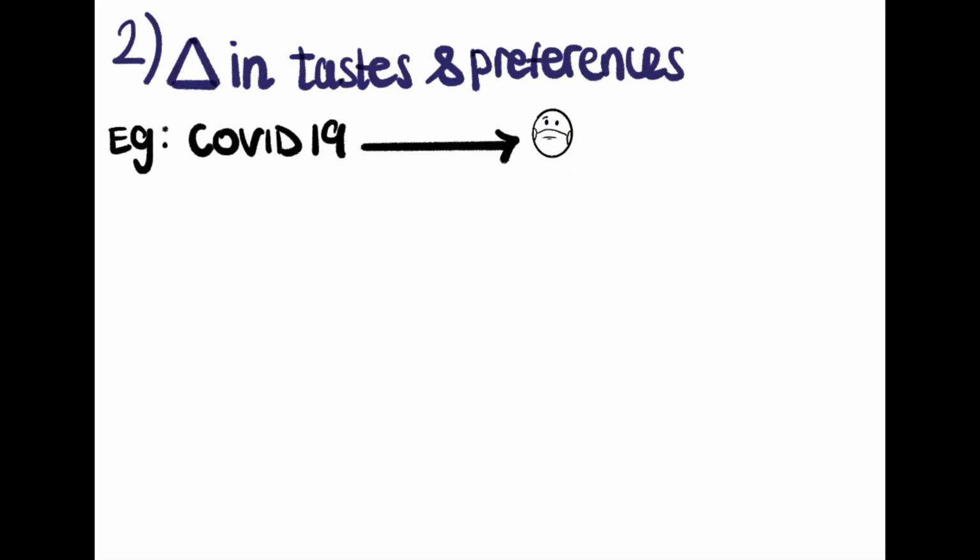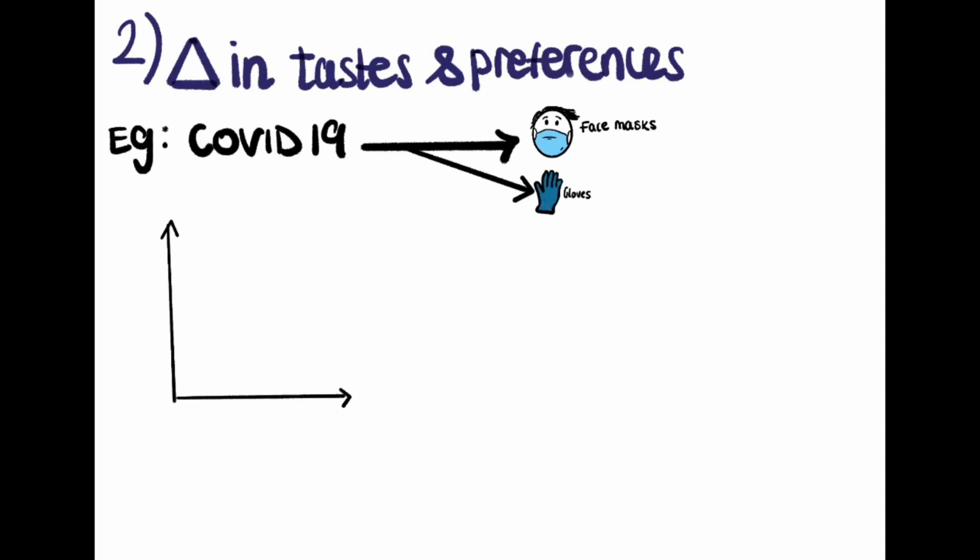Another factor that affects the demand curve are changes in tastes and preferences. Let's take a current example of COVID-19. Due to the pandemic, there is now a huge demand for masks and gloves. This shifts the demand curve for gloves and face masks out to the right.